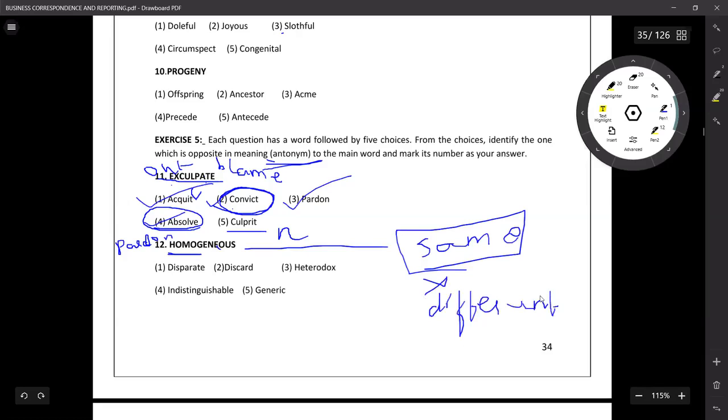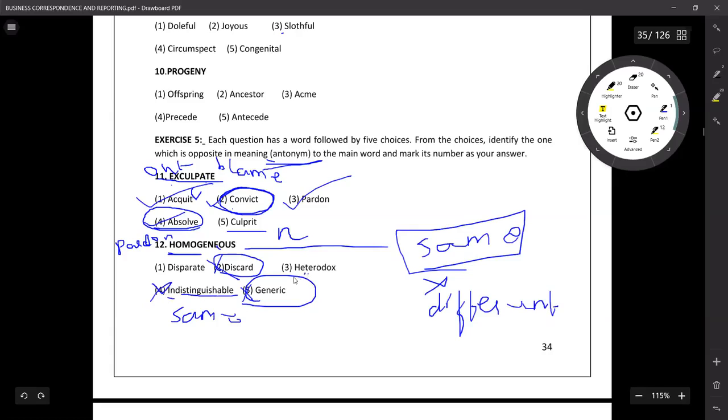Okay. Now, let's see. Discard does not mean different. Discard means to throw. Generic medicines. Generic means something which is general or common. So that can't be your answer. Guys, indistinguishable. Distinguishable means different. Indistinguishable will again become same. So the answer can't be indistinguishable. We are looking for opposite.